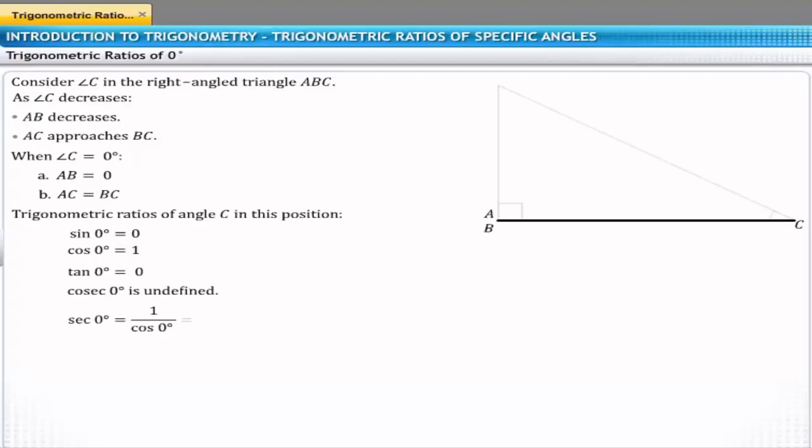Sec 0 is equal to reciprocal of cos 0. Thus, sec 0 is equal to 1. Cot 0 is equal to reciprocal of tan 0. Therefore, cot 0 is undefined.